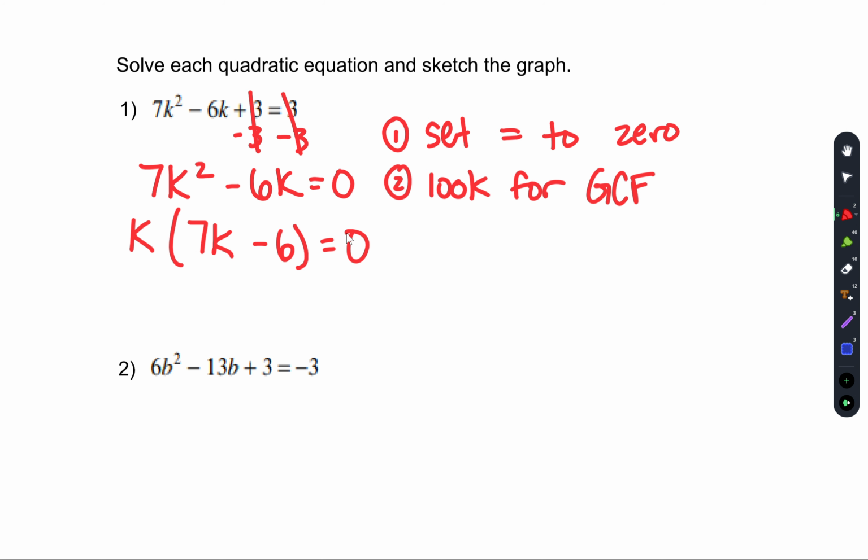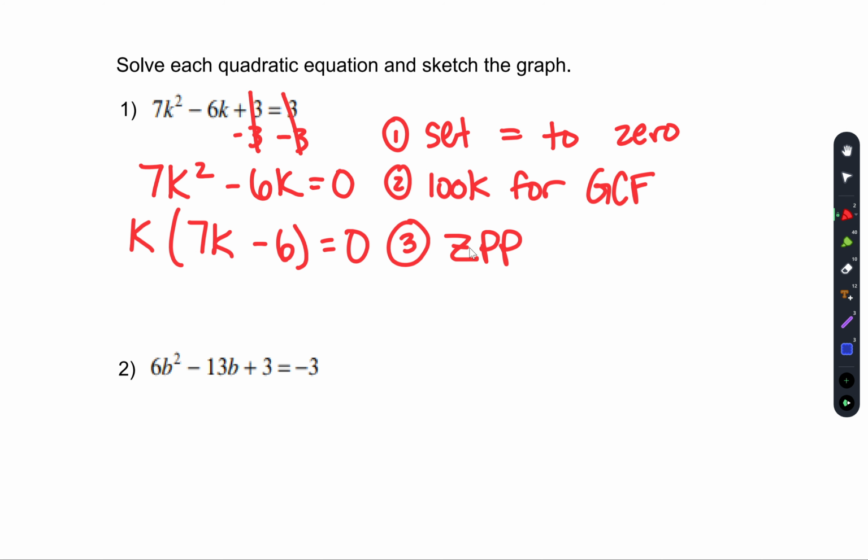Now this is the step where I would factor. This is not anything that is factorable anymore. I've taken everything out. I'm just left with a k and a k. So this technically is the factored form, so we can skip that step. And we're going to go straight to the last step, which is ZPP.